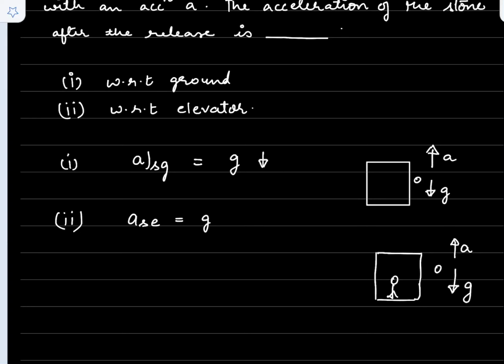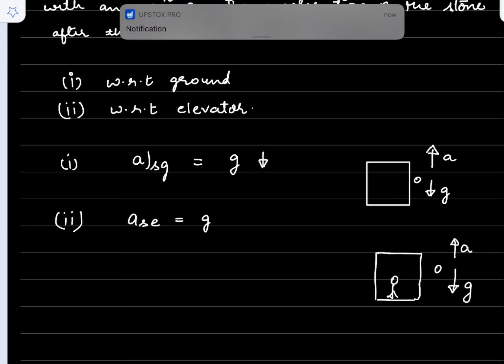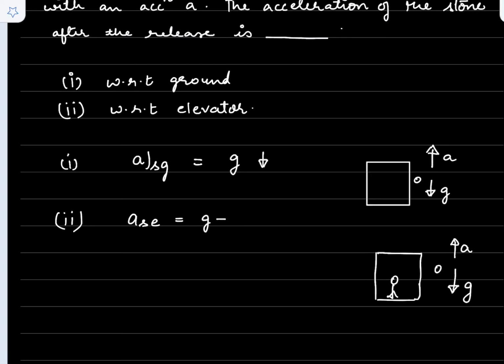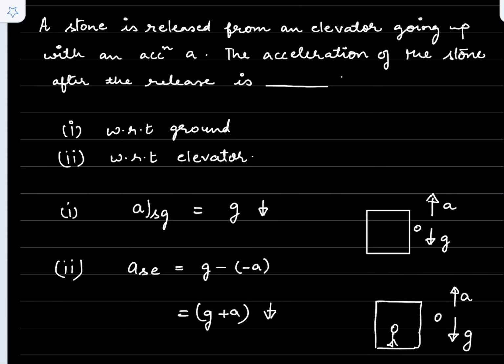Because this stone will move downward, I am assuming the downward direction as positive. So this is positive g minus of a. So this would become g plus a. Is it okay? And this will be in the downward direction. So in this question, I can calculate the acceleration with respect to ground. In that case, it will be g downward, and when it is calculated with respect to elevator, it's g plus a.